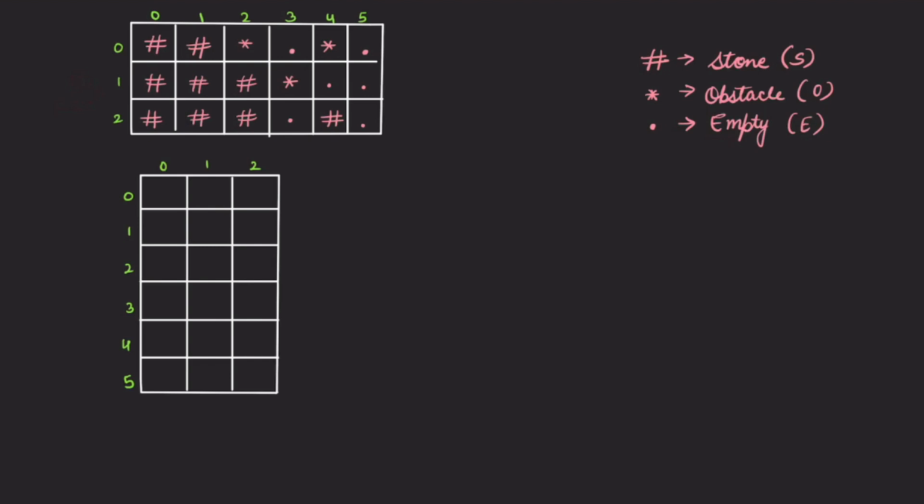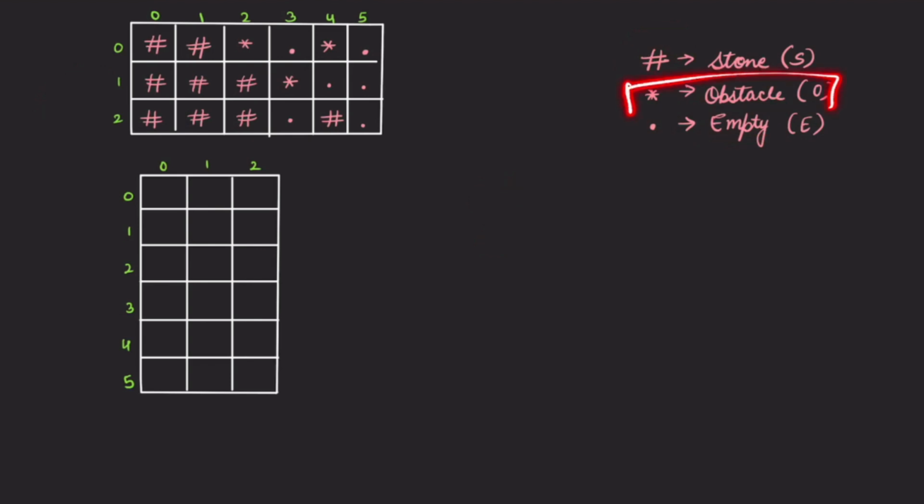So what they are saying is that in the input we are given an M cross N matrix, which is this. It has three types of characters: a hash, which denotes a stone, an asterisk, which denotes an obstacle, and a dot, which denotes an empty cell. Now what you need to do is rotate this matrix by 90 degrees clockwise.